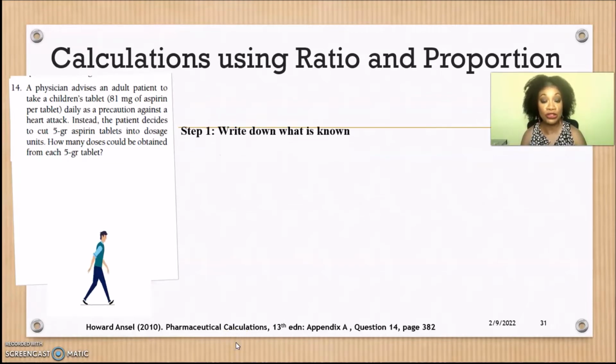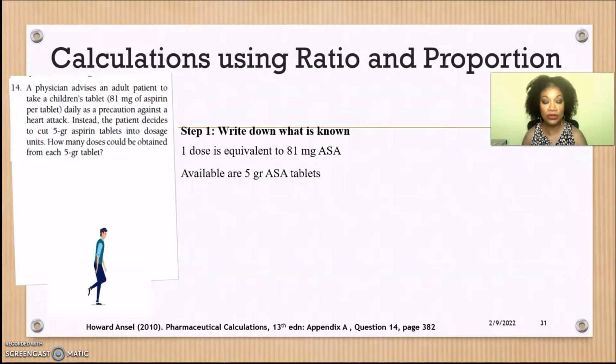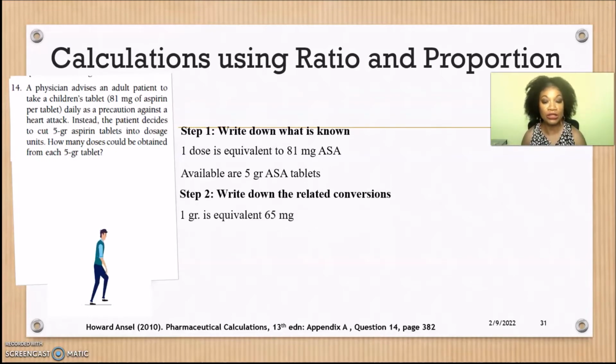Using ratio and proportion, the first thing we need to do is to write down what is known. What is known is that one dose is equivalent to 81 milligrams. That's what the doctor is telling the patient to take. But the patient is using 5-grain tablets. So we need now to write down related conversions, because since the patient is now using fractions of these 5-grain tablets to get the 81 milligram dose, we need to convert to common units. So we're converting the grains to milligrams. Conversion is 1 grain is equivalent to 65 milligrams.